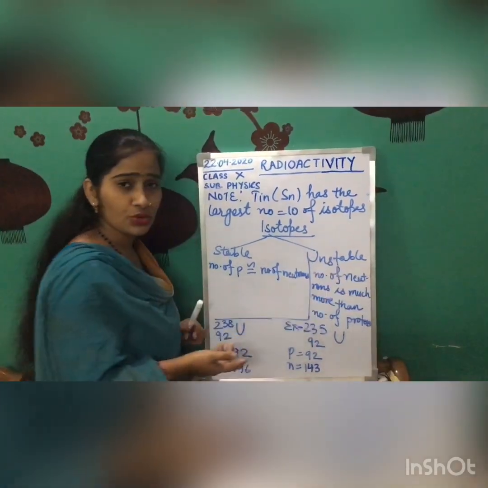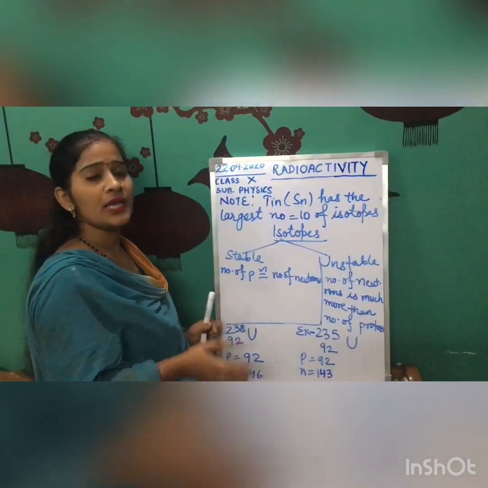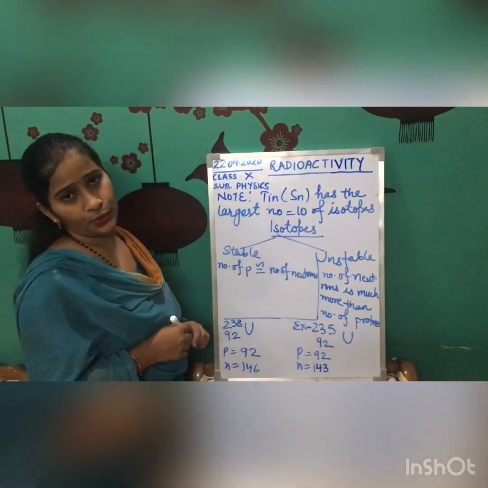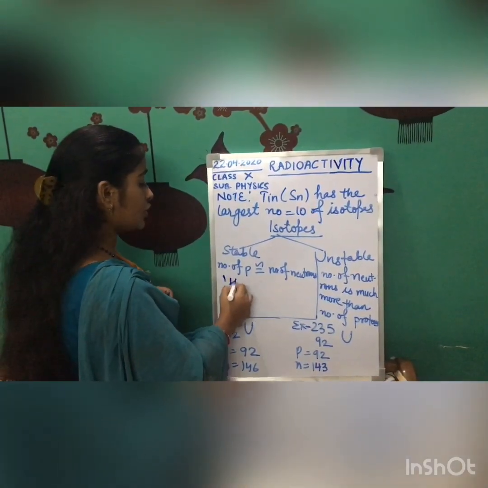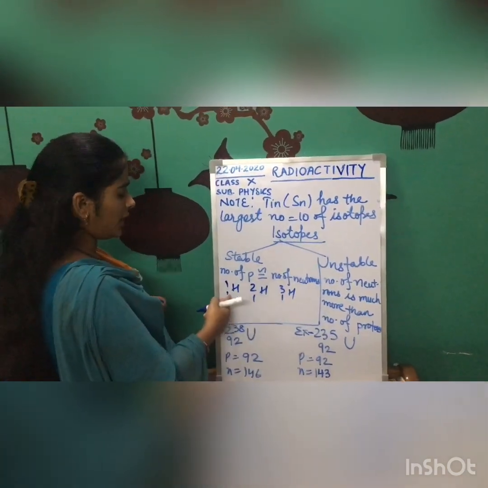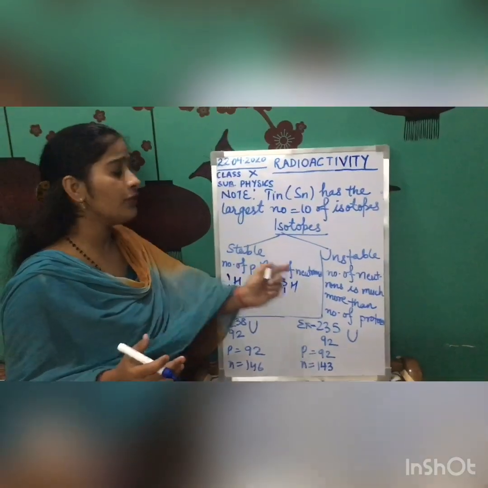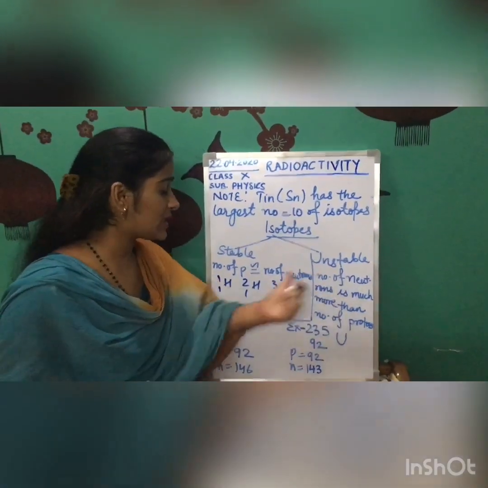Whereas unstable isotopes are those isotopes where the number of neutrons is much higher than the number of protons. The isotopes which we have studied, like 1H1, 1H2, 1H3, have the number of protons and neutrons nearly equal. Whereas I will give you examples of unstable isotopes.